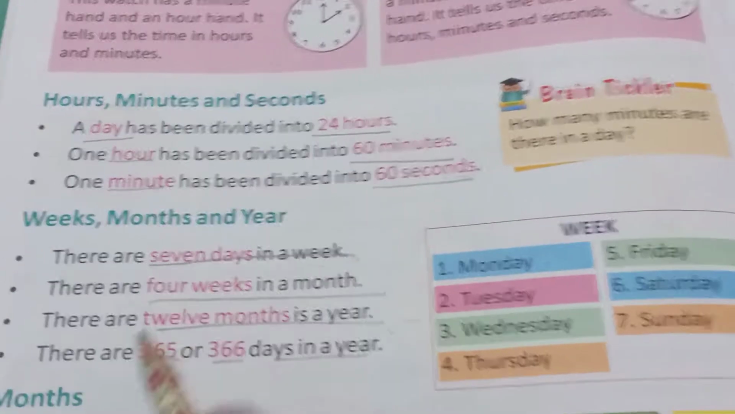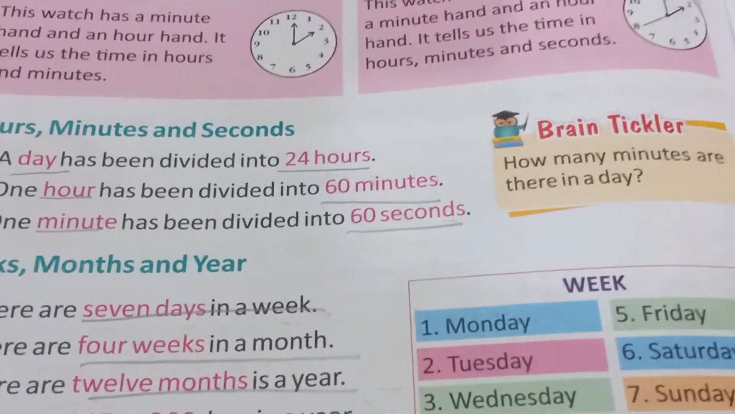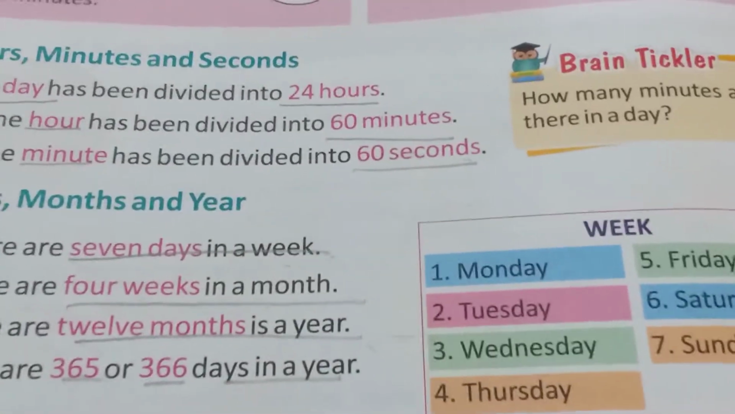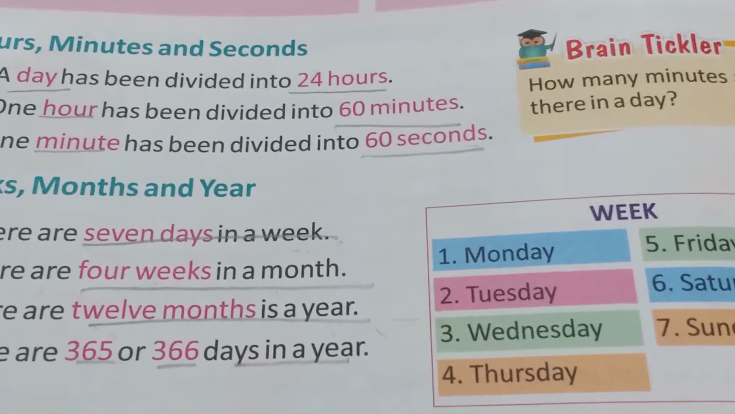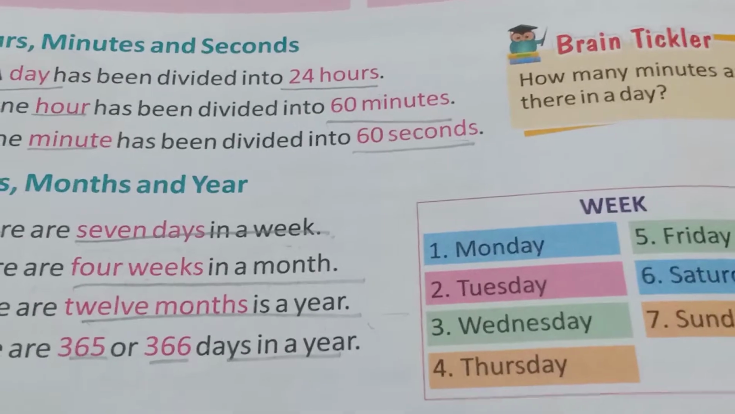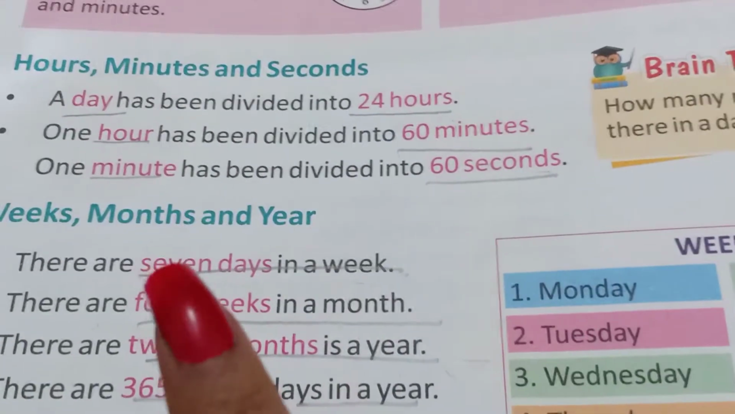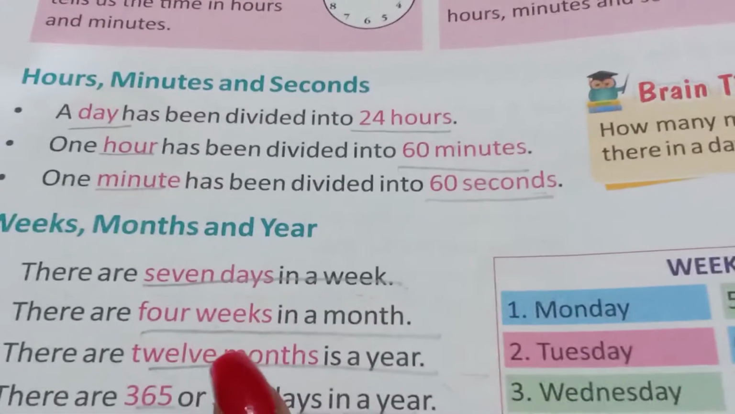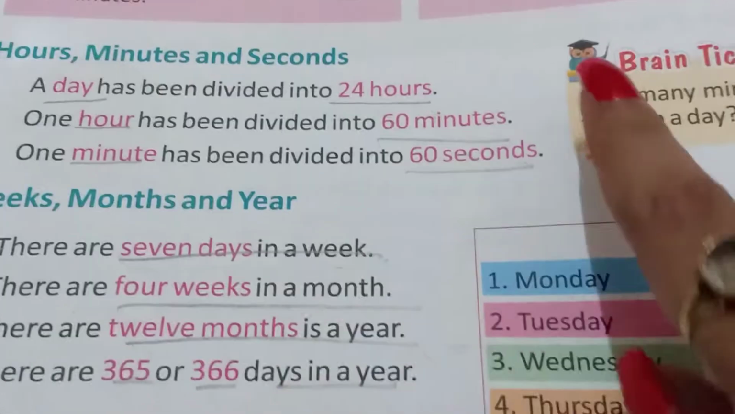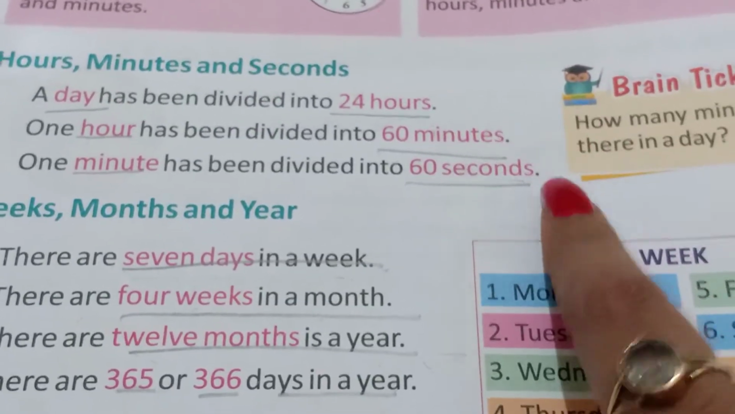So whenever you are asked how many hours are there in one day, there are 24 hours, and 1 hour has been divided into 60 minutes and 1 minute has been divided into 60 seconds. We can also say that 24 hours make one day, 60 minutes make 1 hour and 60 seconds make 1 minute. Is that clear? So you have to learn these 3 points by heart thoroughly.